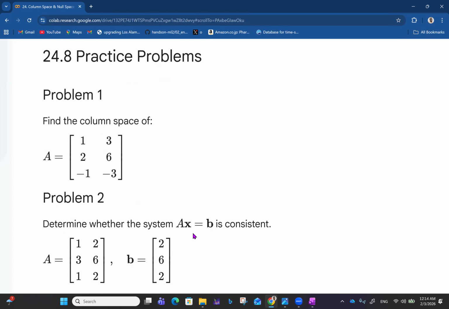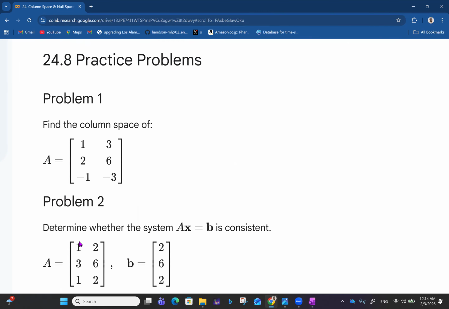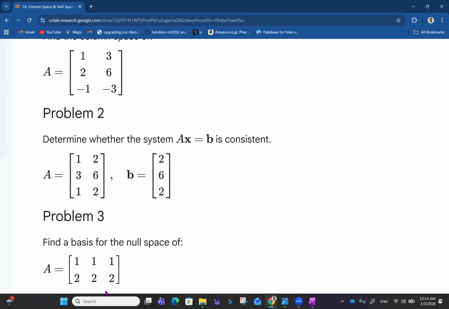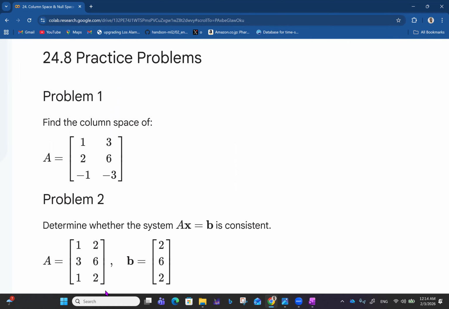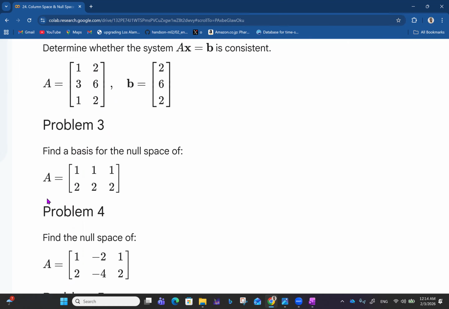For problem 2, determine whether the system AX equals B is consistent. Well, I can clearly say it is not consistent because 1, 2 is just a repetition of this 1, 2. 3, 6 is triple of this, so it's not consistent. Or better still, we can focus on columns. The second column is twice the first column, so the column space is just going to span this one because 2, 6, 2 is not adding any new information. Is that how to look at it? Yeah, I think I can say that. It's not consistent.